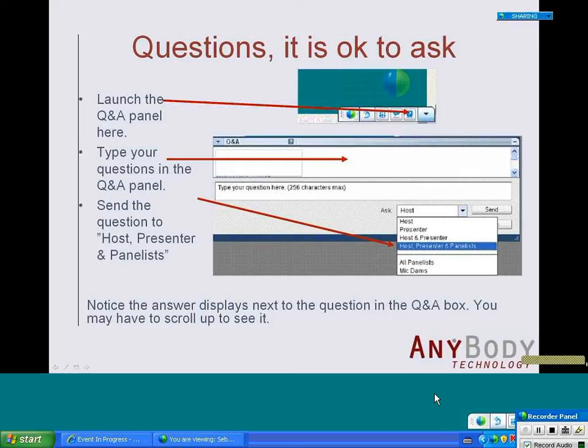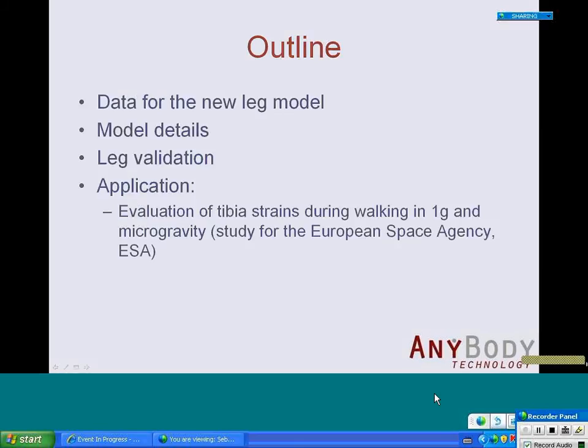So, first of all, a short outline of my talk today. First, I want to show you which data was used for this new leg model. After this, I want to give you some model details. And of course, I want to show you some of the validation for this new leg model. And I want to finish with an application of this new leg. This was a very interesting project for the European Space Agency, which dealt with the evaluation of the tibia strains during walking in normal gravity on Earth and microgravity.